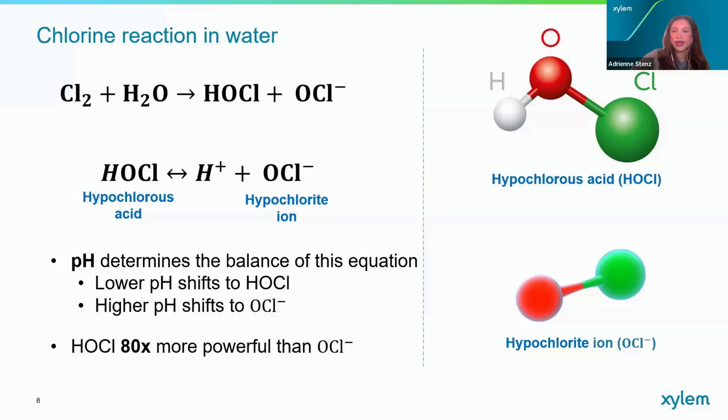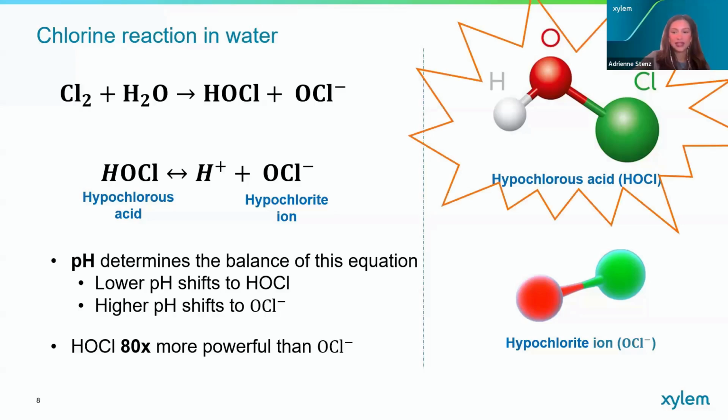This is important because hypochlorous acid is the most potent disinfectant. It is about 80 times more powerful than hypochlorite and is the primary agent responsible for disinfecting microorganisms during water treatment. Thus, the production of hypochlorous acid is always targeted for disinfection by maintaining a certain pH in the water.